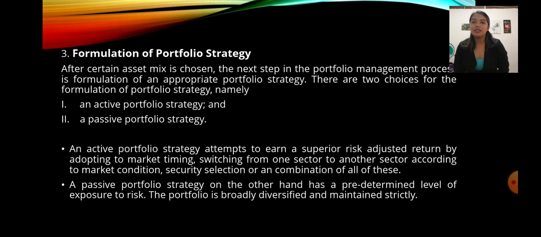So the next one is formulation of portfolio strategy. After a certain asset mix is chosen, the next step in the portfolio management process is formulation of an appropriate portfolio strategy. So it has two choices in formulation of portfolio strategy. These are an active portfolio strategy and a passive portfolio strategy. An active portfolio strategy attempts to earn a superior risk-adjusted return by adopting market timing, switching from one sector to another sector according to market condition, security selection, or a combination of all of these.